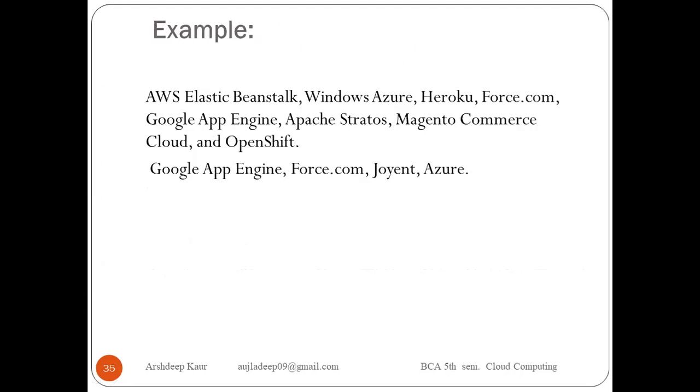Its examples are AWS Elastic Beanstalk, Windows Azure, Heroku, Force.com, Google App Engine, Apache Struts, Magento Commerce Cloud, and OpenShift. These are the organizations that are supporting platform as a service.